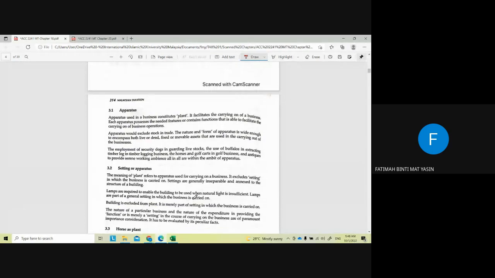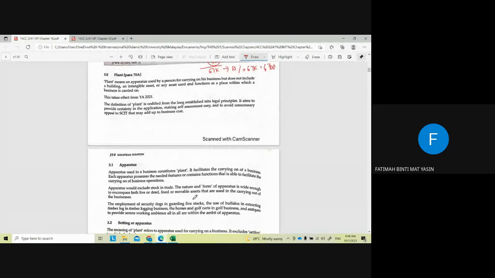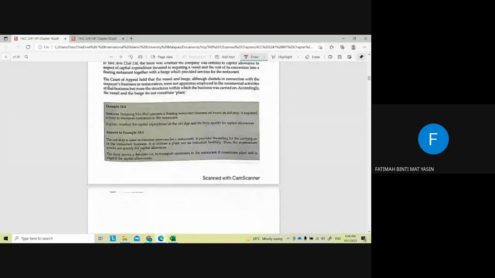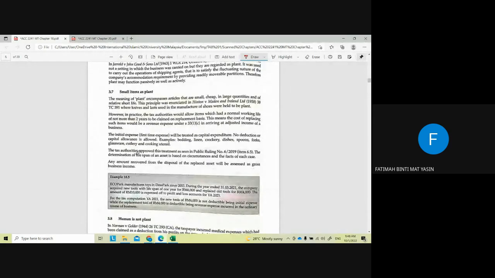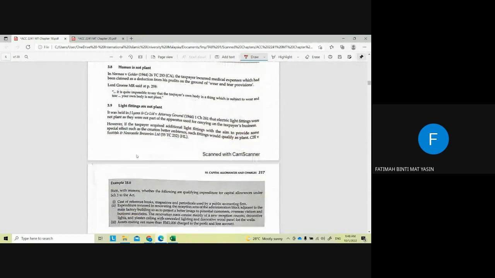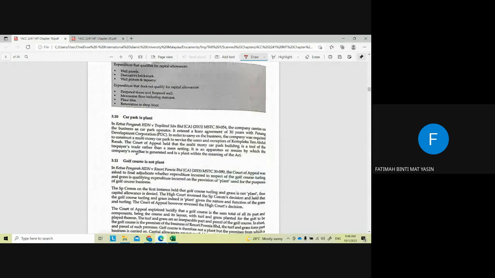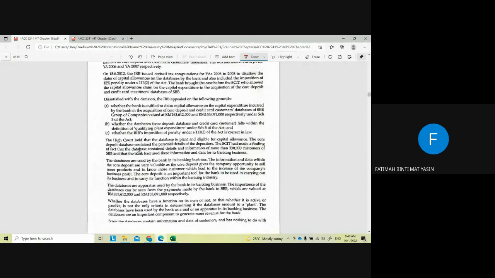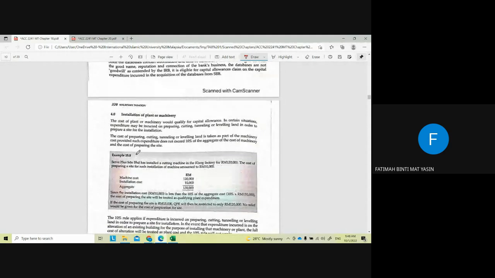Okay, so we have the definition of plant here, apparatus, all of this. Hopefully you can read this one on your own. Okay, so please read this one on your own. Okay, so it's already 9:48. For the next class, this one we already discussed earlier on, so you can read this one on your own. We already discussed it.